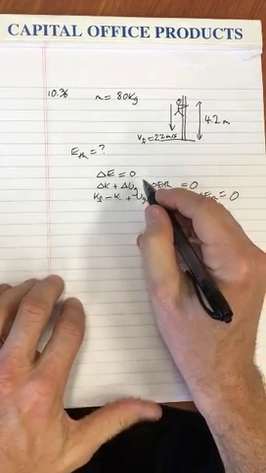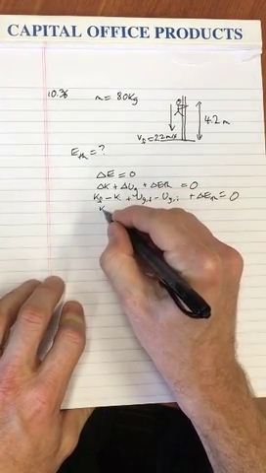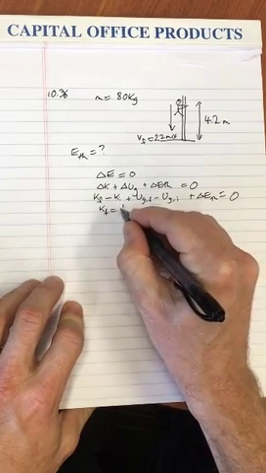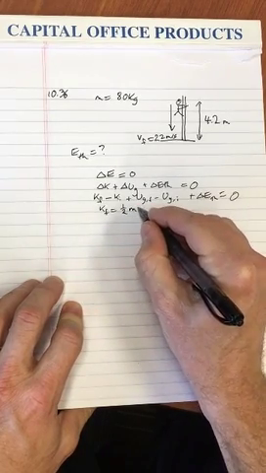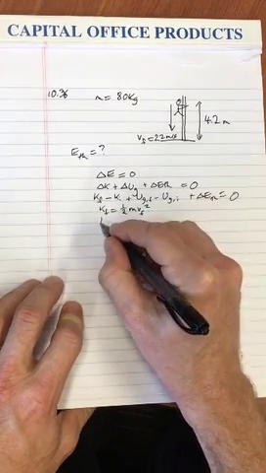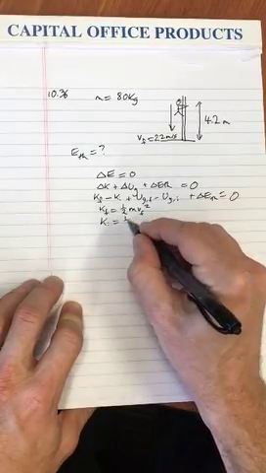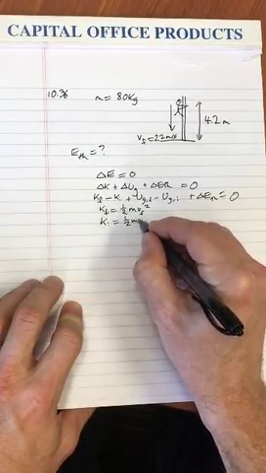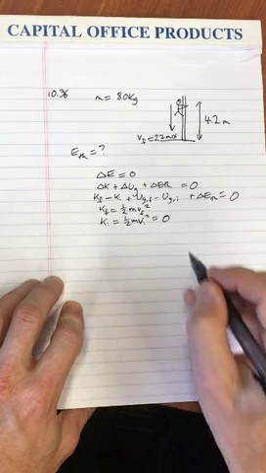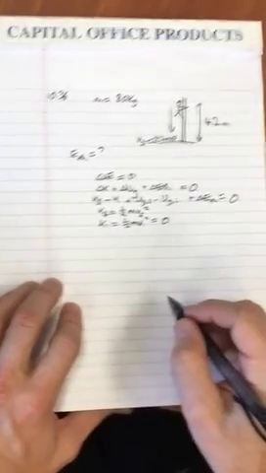So we know that the kinetic energy is 1/2 mv squared, so his final kinetic energy is 1/2 m vf squared. His initial kinetic energy is 1/2 m vi squared, and that's 0 because he's starting from rest at the top.